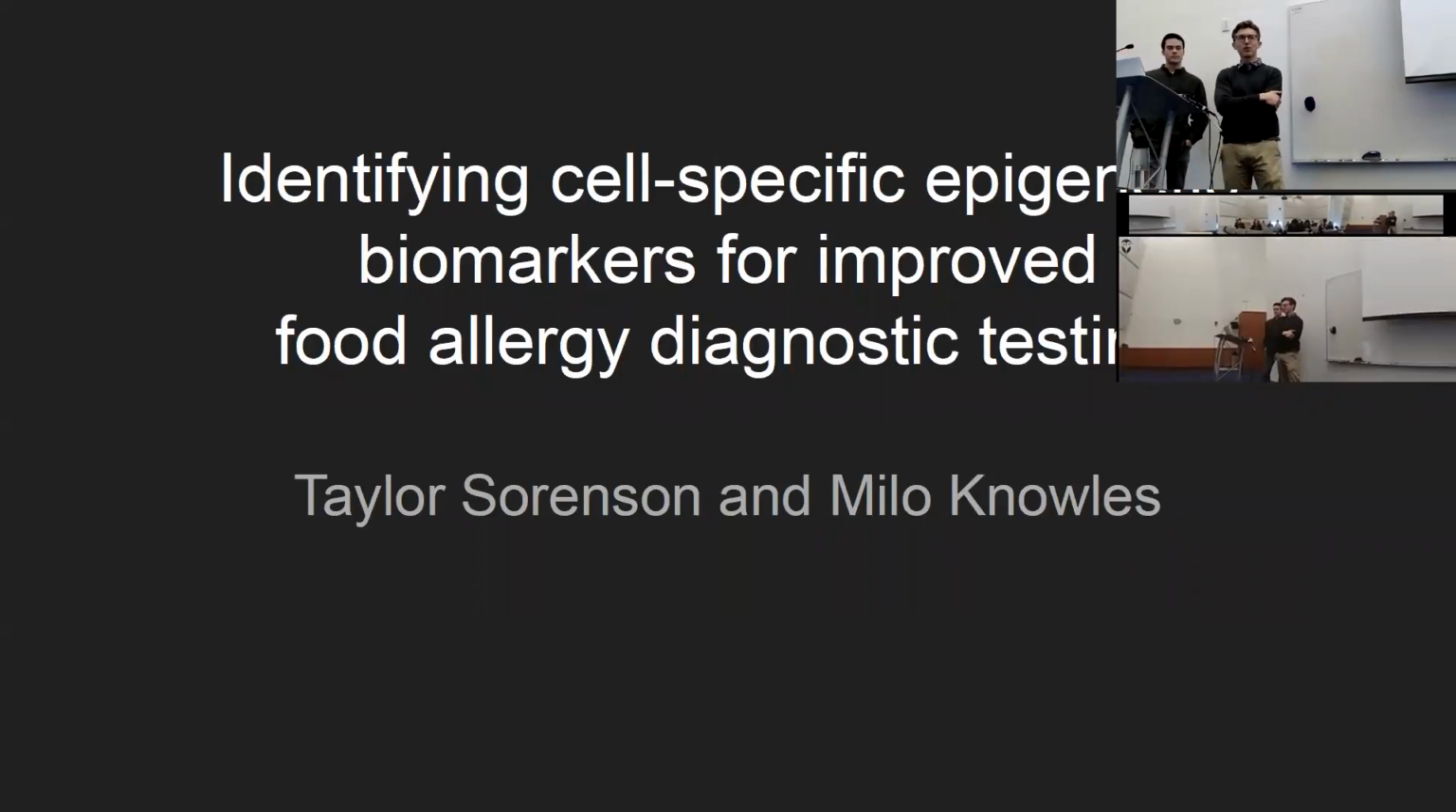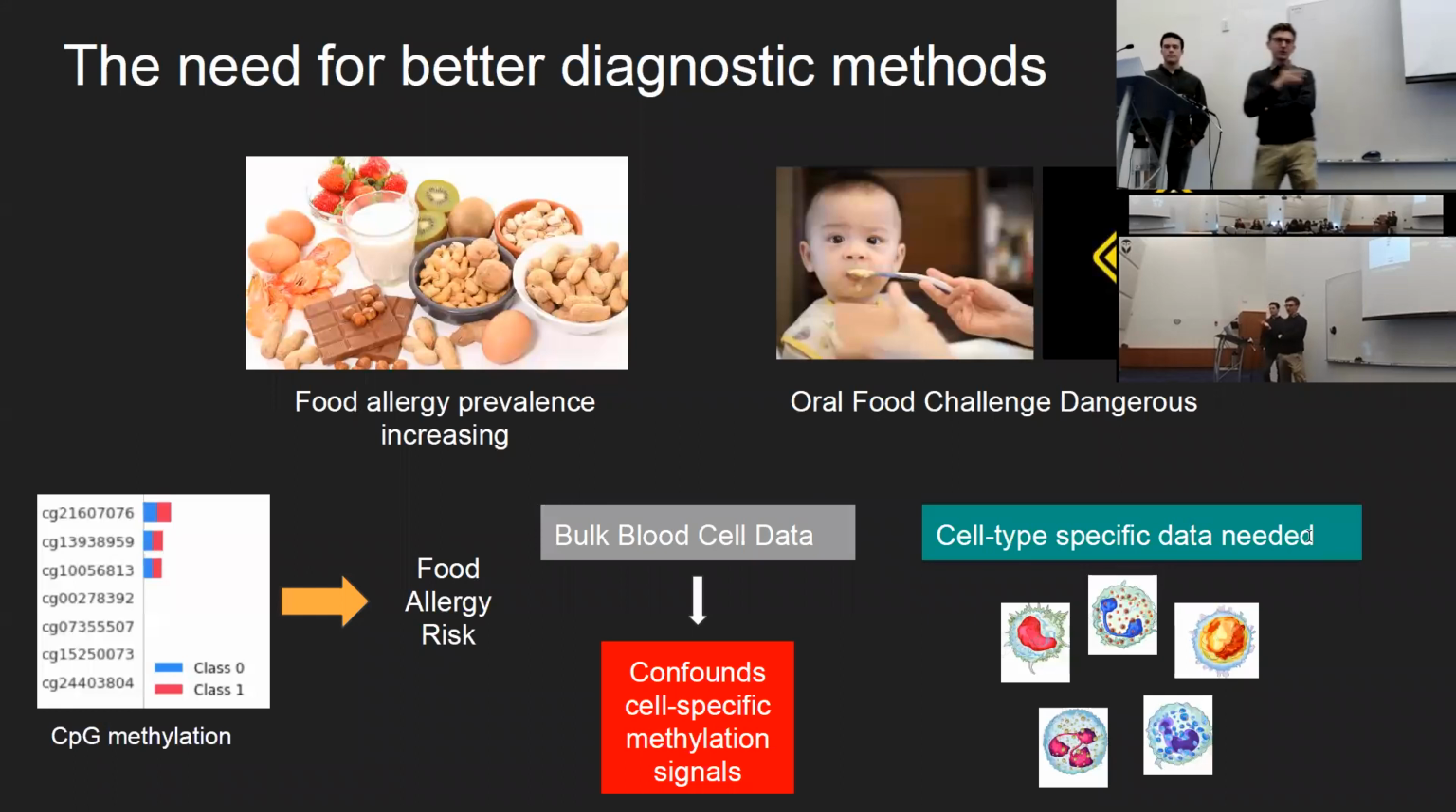So for our semester project, we wanted to create a computational diagnostic test for food allergy risk. Why food allergies? Mostly because the prevalence of food allergies has increased significantly over the last 20 years. The best way of measuring food allergy today is called the oral food challenge, which gives patients a high risk for going into anaphylactic shock if they're actually allergic to something. This is bad. We want to avoid this.